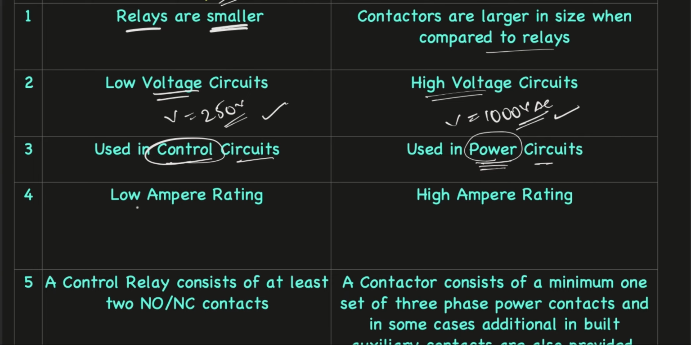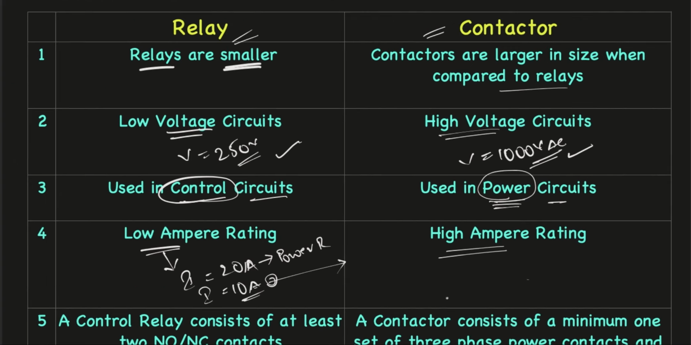Relays are generally rated at low ampere rating and contactors are high ampere rating devices. Low ampere rating means the maximum current rating of relays is up to 20 amps. These 20 amp relays are known as power relays, whereas generally the basic relays are rated below 10 amps. So if an equipment is taking more than 10 amps, we will shift to a contactor, whereas the ampere rating of a contactor is up to 12,000 amps. If any equipment is drawing above 10 amps, we will shift to a contactor.